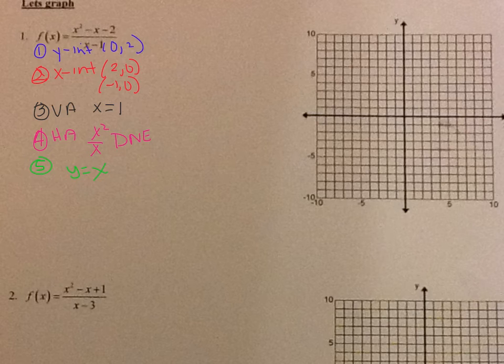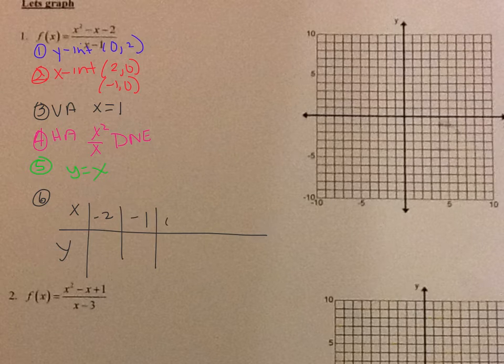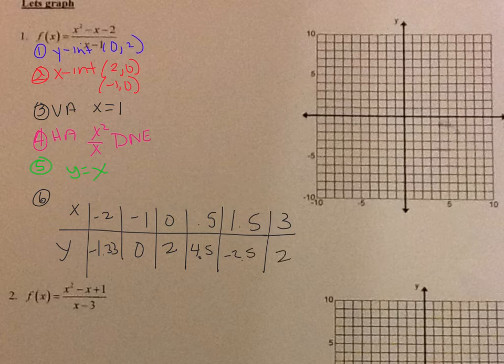And now I want to find some points to plot. So I have an x and a y. I'm going to use negative 2, negative 1, 0, 0.5, 1.5, and 3. At negative 2 I have negative 1.33. Negative 1 is 0, 0 is 2, 0.5 is 4.5. 1.5 is negative 2.5, and 3 is 2.